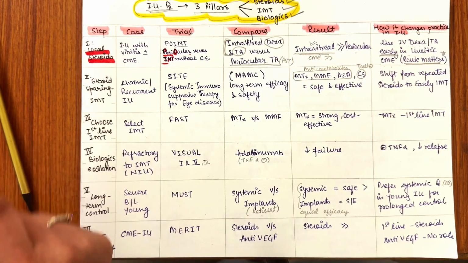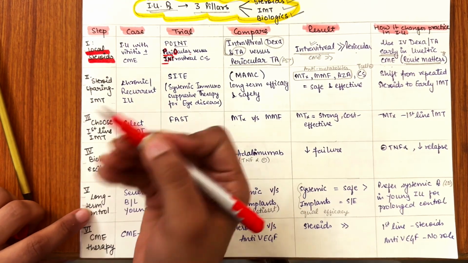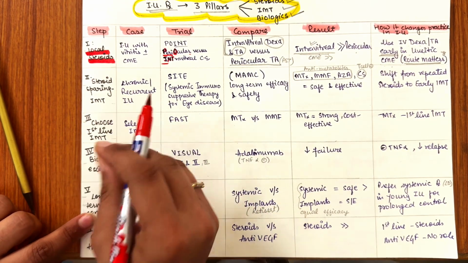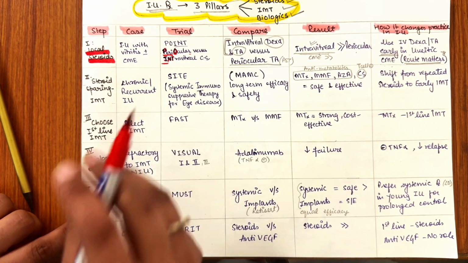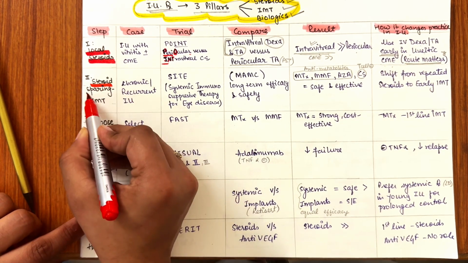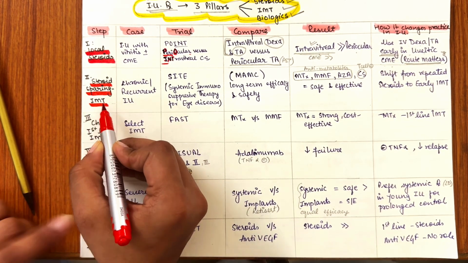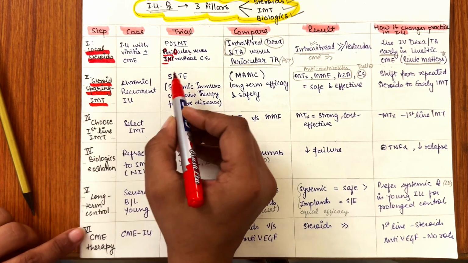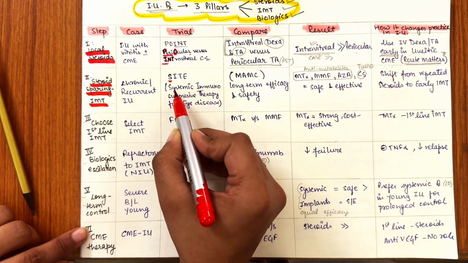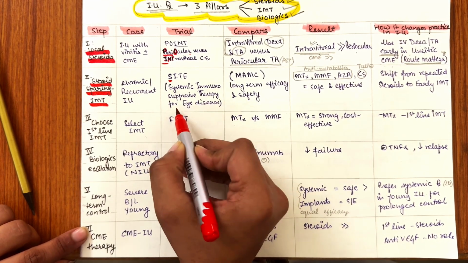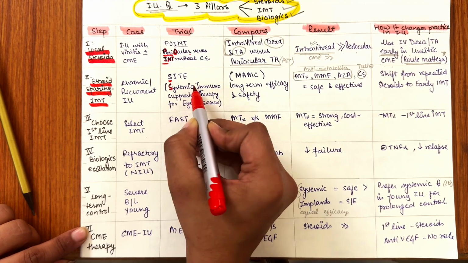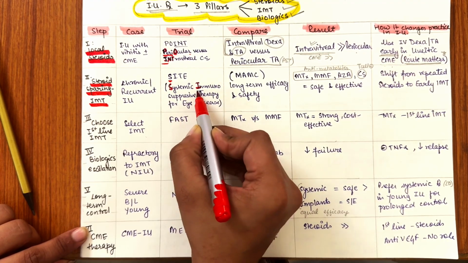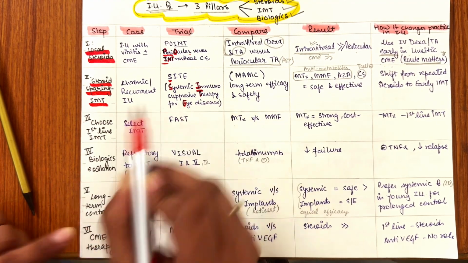Now imagine a patient with chronic recurrent IU. So instead of giving him steroids again and again, we start with steroid sparing immunomodulator therapy, and this was given by the SITE trial, which is Systemic Immunosuppressive Therapy for Eye disease.